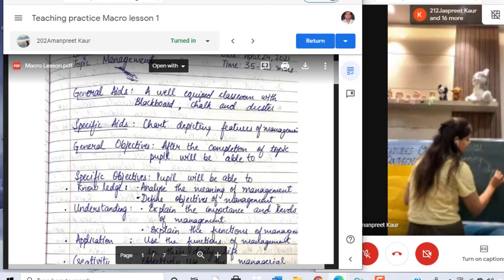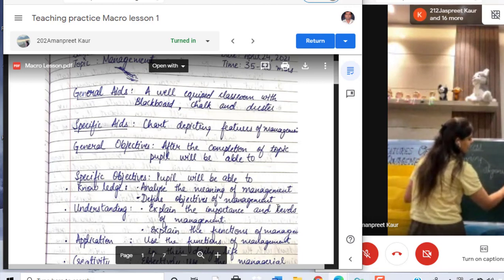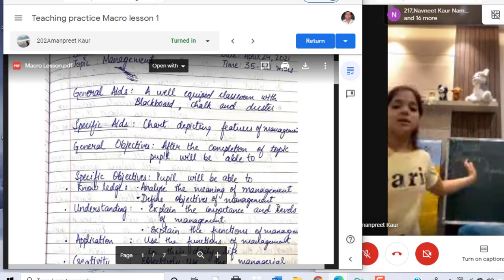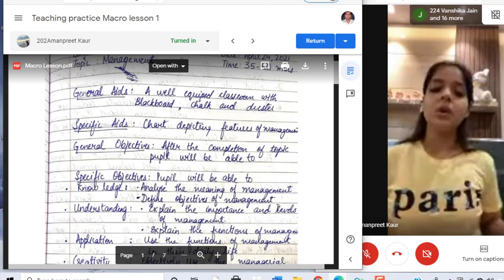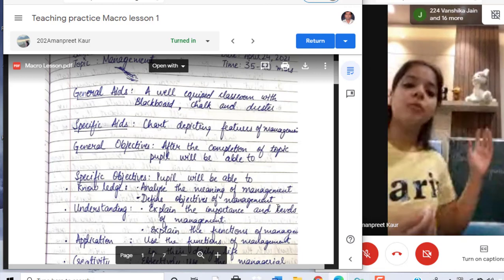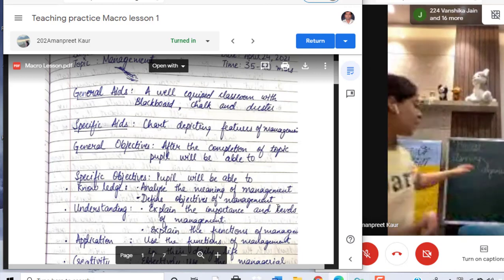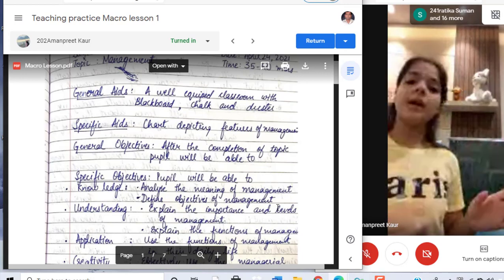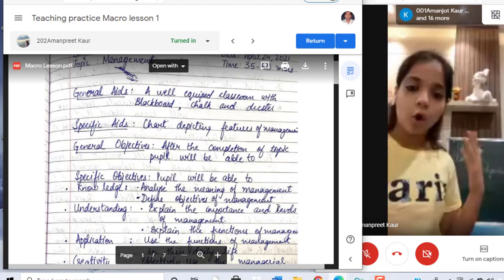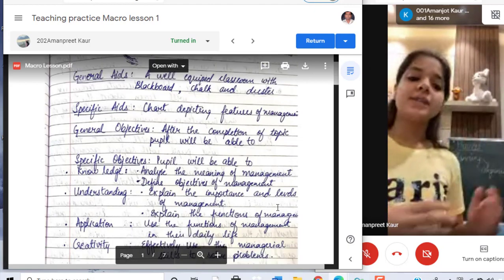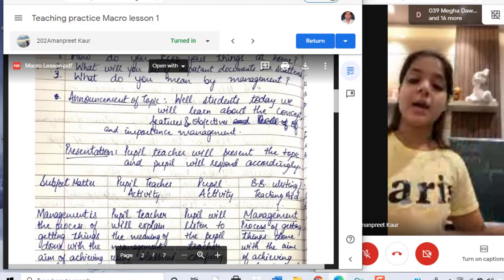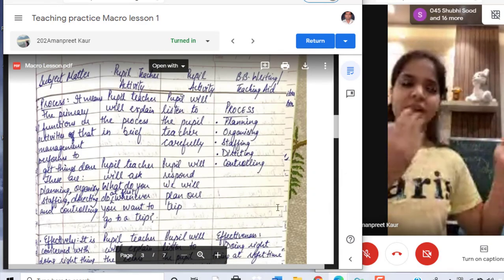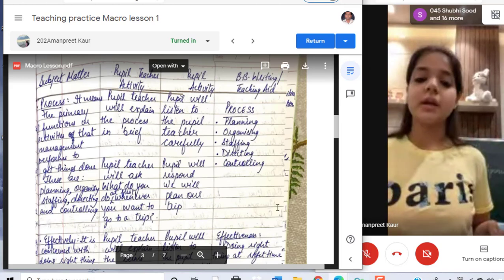Organizing is that we'll organize our plan, like what we have planned, we'll organize that. In planning, we decide what to do and how to do it. And in organizing, we will assign the duties and organize it properly, like arranging the required material and all that.